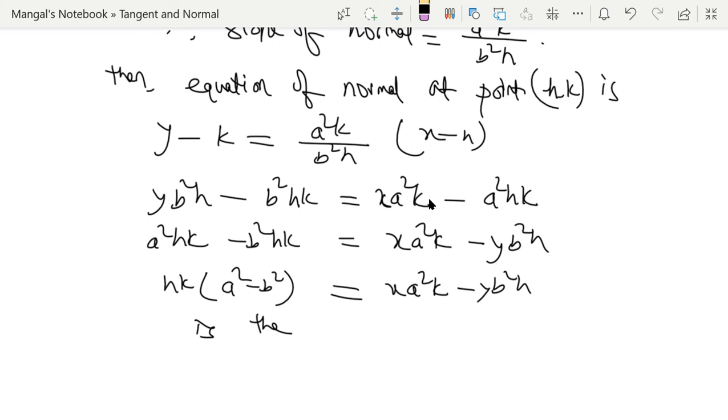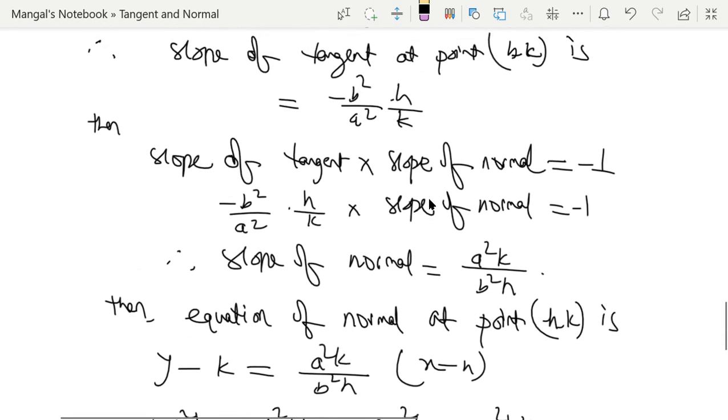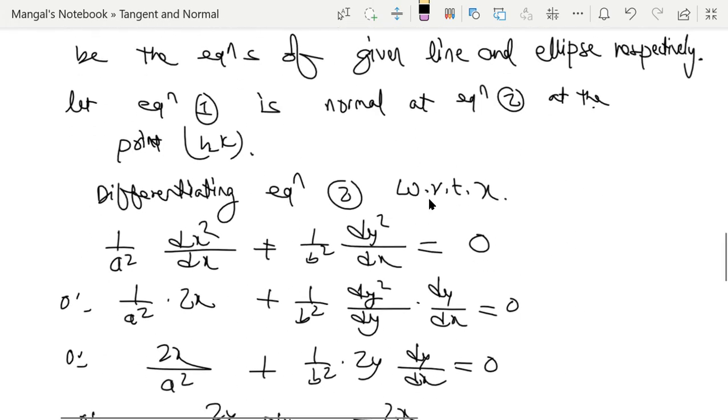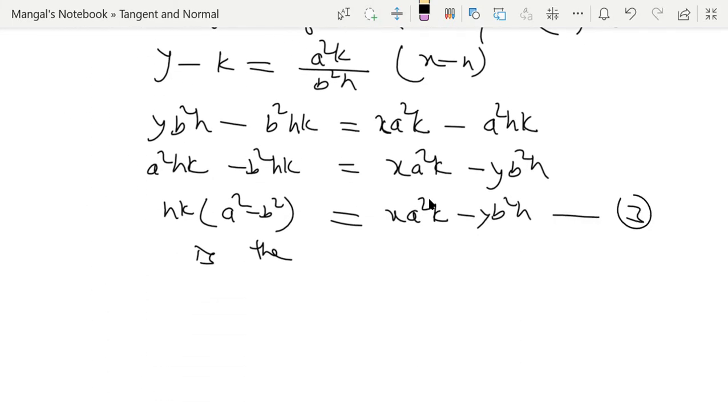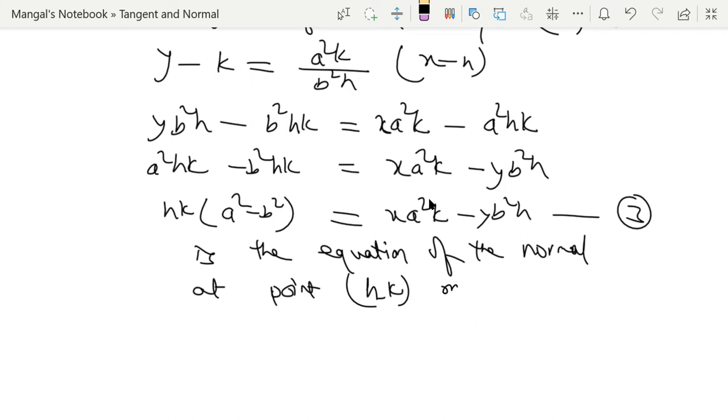Let this be denoted by equation 3. So let this be denoted by equation 3, the equation of the normal at point hk on the ellipse x square upon a square plus y square upon b square equal to 1.